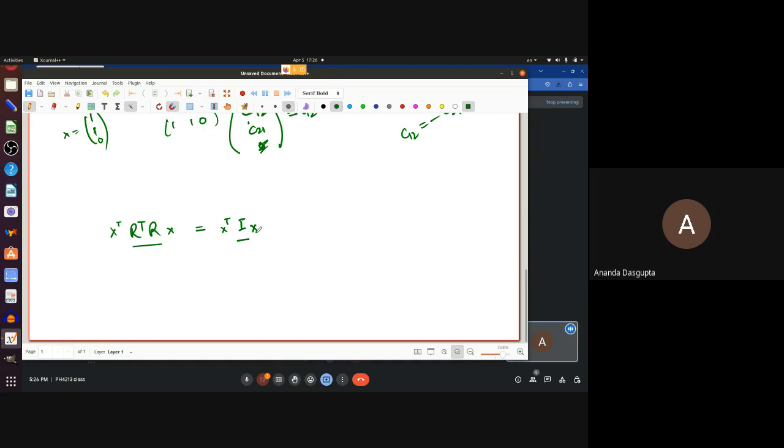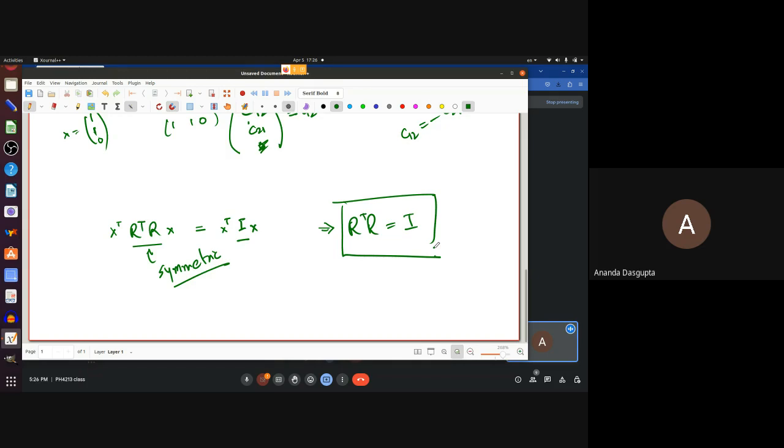And what about RTR? It's also symmetric, because if you take its transpose, it gives you the same thing back. It gives you R transpose R again, right? AB transpose is B transpose A transpose. So transposing this gives you back this. So this is actually correct. I was not disputing the conclusion you drew. I was just pointing out that there was an additional piece of argument to be made here.